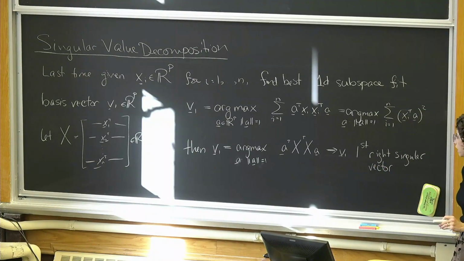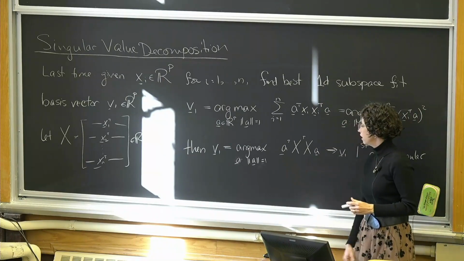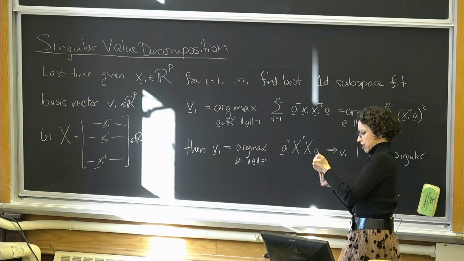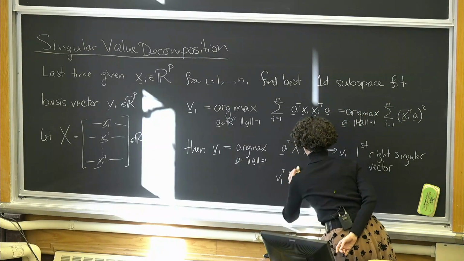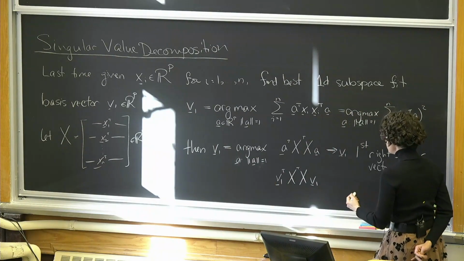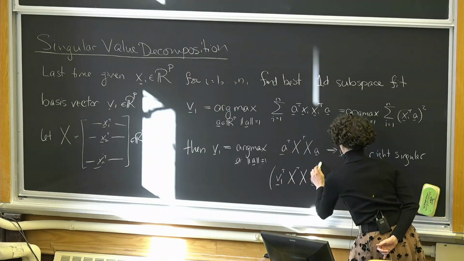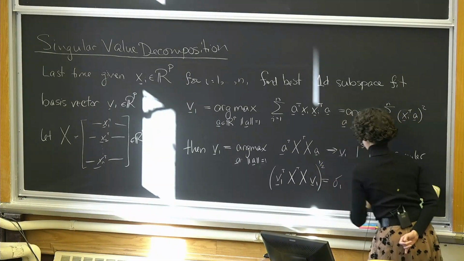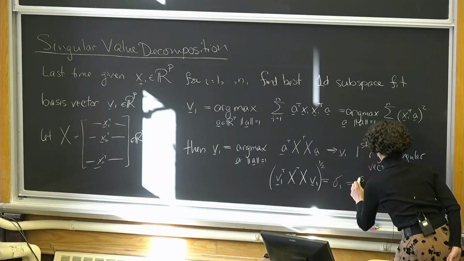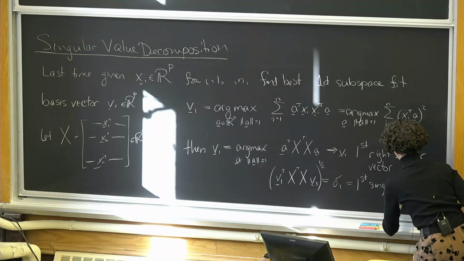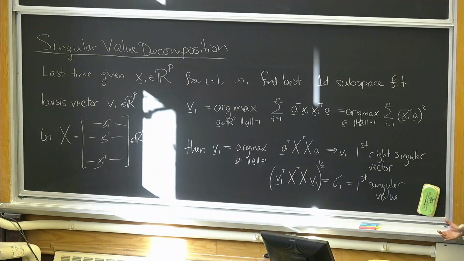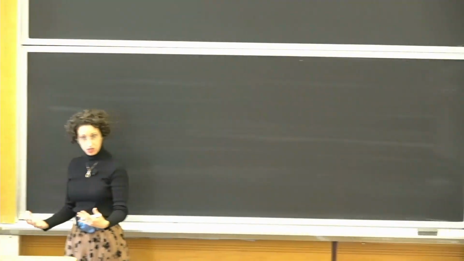And the other thing that I said is that if we were to take this expression and just plug in V1, so if we look at V1 transpose X transpose X V1, then this value we are going to call sigma 1 squared, or maybe a little bit more clearly, I'm going to write the square root of this quantity as sigma 1, and we call this the first singular value. It's just the value of this objective function for that best 1D subspace fit. Okay, so this is where we left things off last time. And now what I want to do today is to talk about the full singular value decomposition.